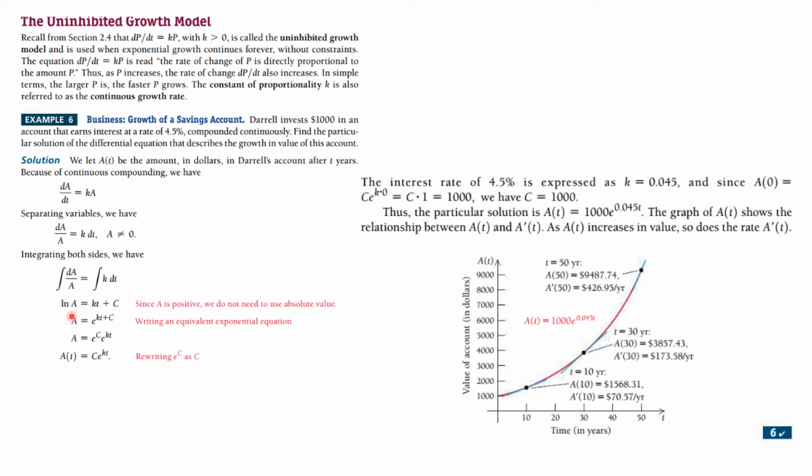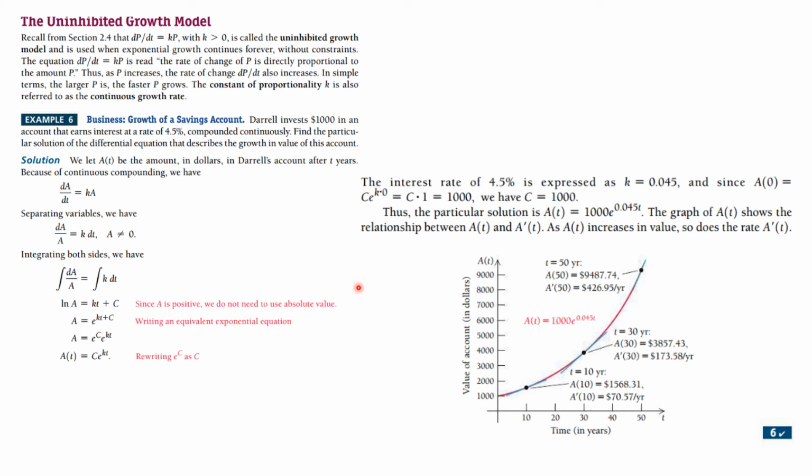Now, since this side is equal to this side, we can take e to the this side to get A, and e to the this is equal to this, and then we can use the property of exponents again, so that is e to the c times e to the kt. And we can say that e to the c, we're just going to call it a constant, this.